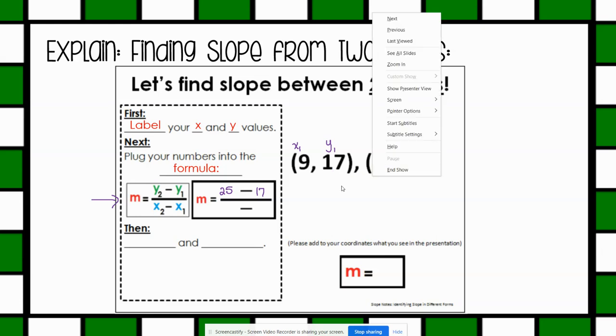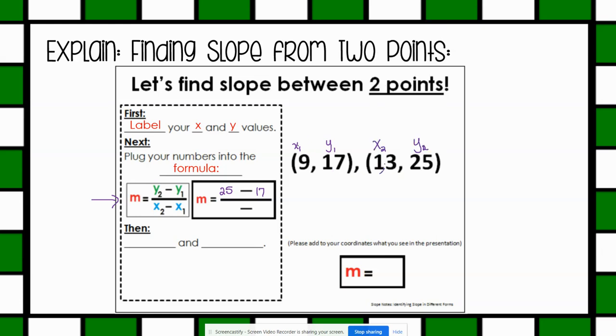Then x sub 2, which is 13, minus x sub 1, which is 9. So to find our slope, we're doing 25 minus 17 over 13 minus 9. Next, you are going to subtract and then simplify.